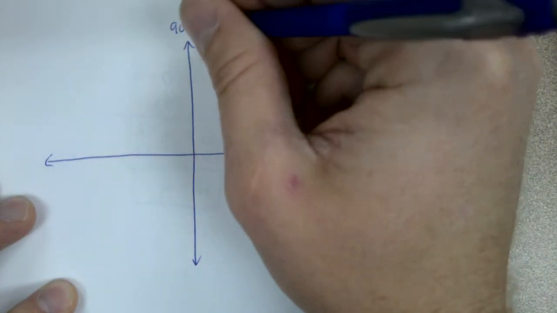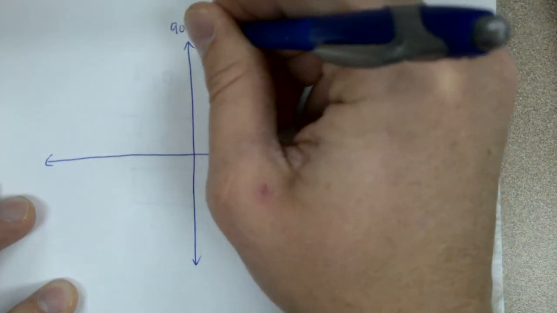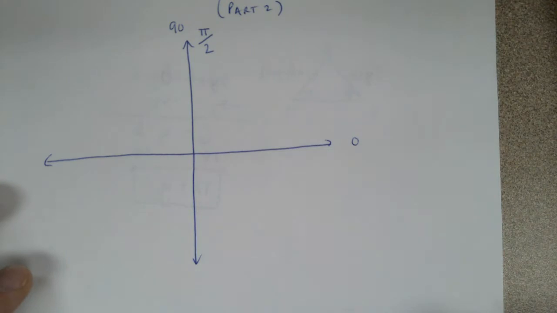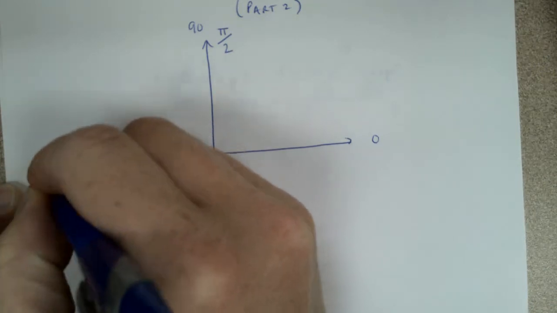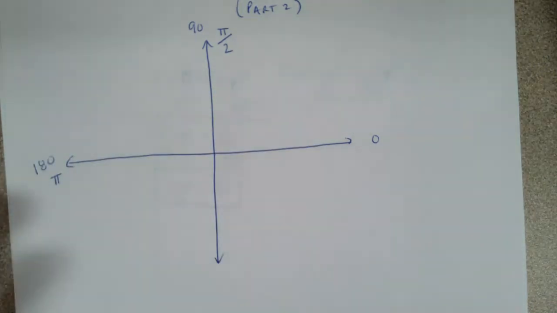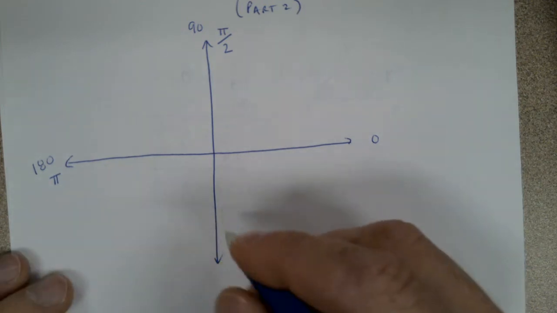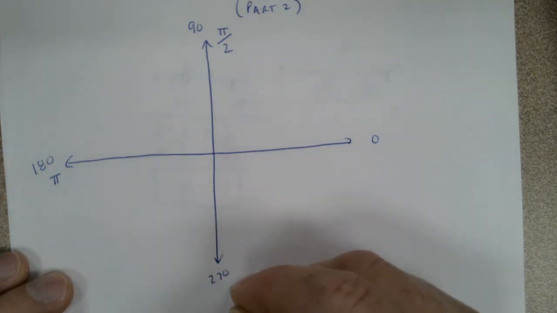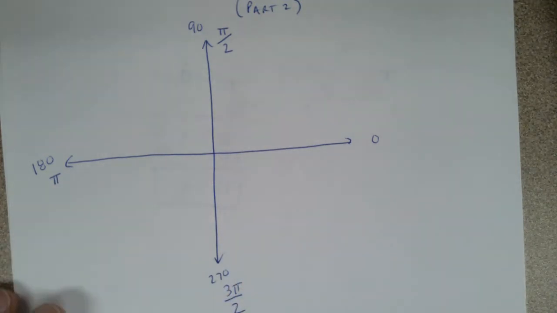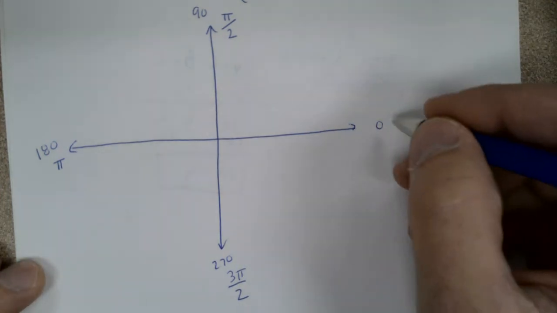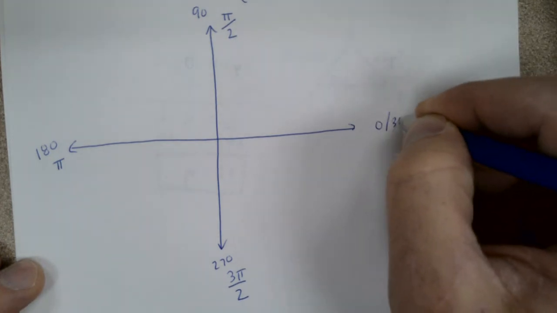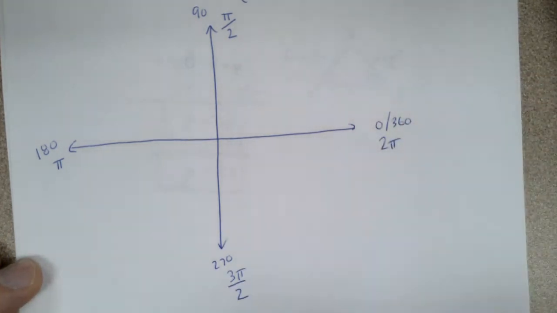So as we go around, we still have 90 degrees. Well, at 90 degrees, that is pi over 2. And as we go around the circle here, 180 is the equivalent of pi. 270 is the equivalent of 3 pi halves. And then as we get all the way around to 360, that's 2 pi.